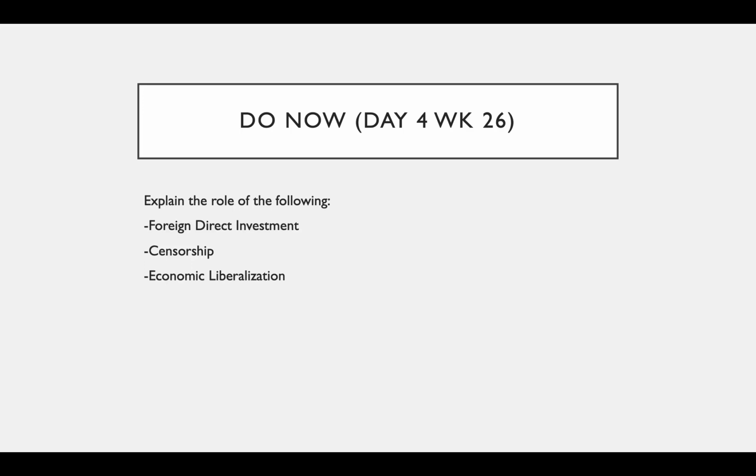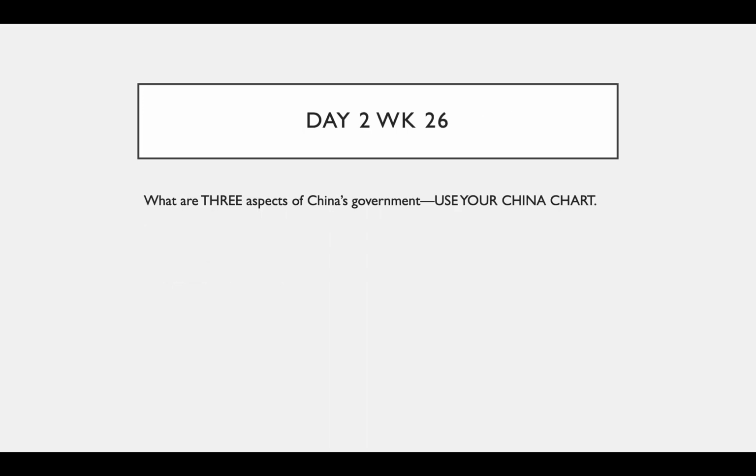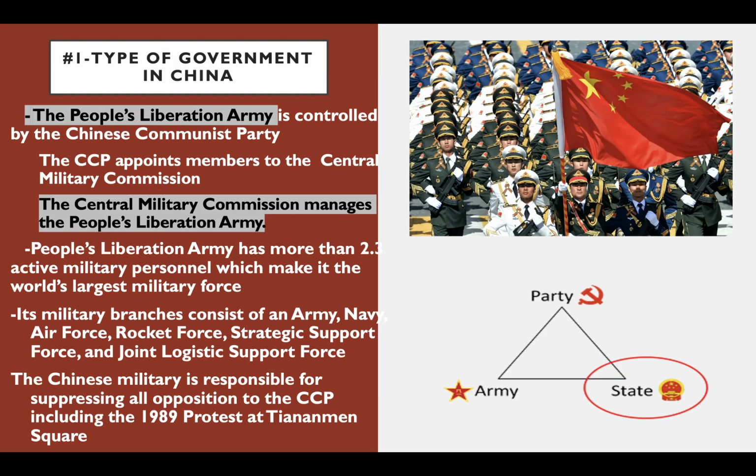Here we go. Where did we leave off, Katie? Does anyone know where we left off, Sophia? Where are we? Okay, perfect. So we are in China.